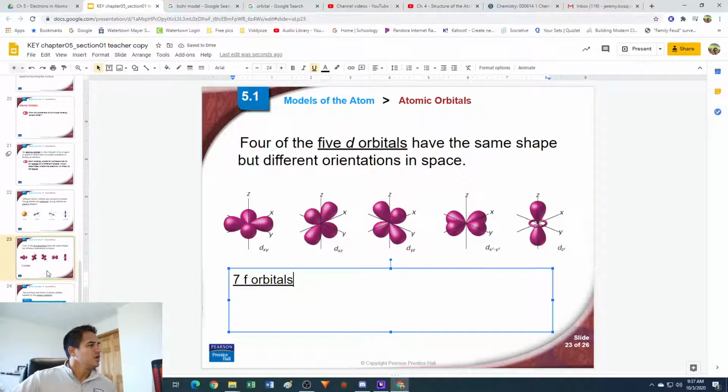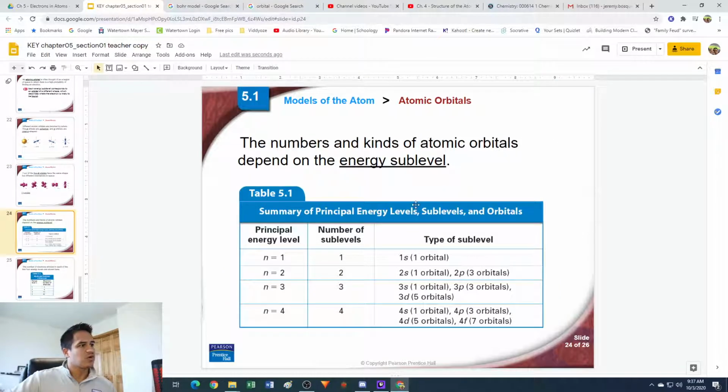So, okay, the number and kinds of orbitals depends on the energy sublevel. Basically, at energy level number 1, you have one sublevel, and that is just a 1s orbital. Okay, that's a sublevel, just the type and shape of orbital you have. At energy level 2, you have 2 sublevels. You have 2s orbitals, and you have 2p orbitals. Okay, so one sublevel is the 2s, that's the sphere, and another sublevel is the 2p, so those are all the peanut-shaped ones. At energy level 3, you have 3 sublevels.